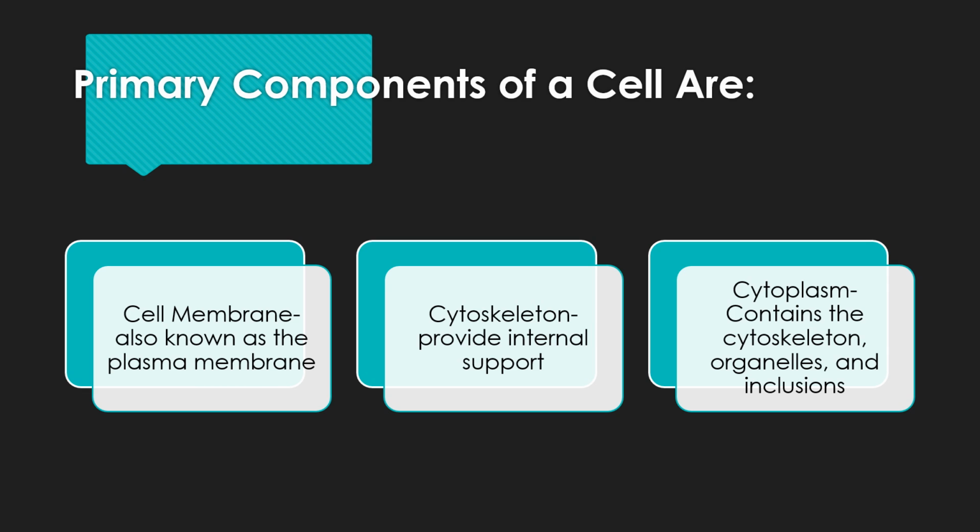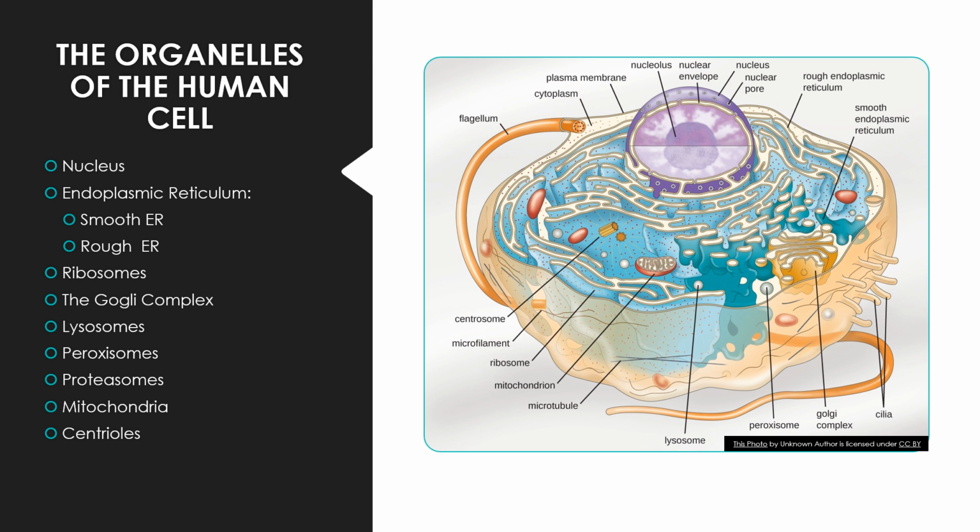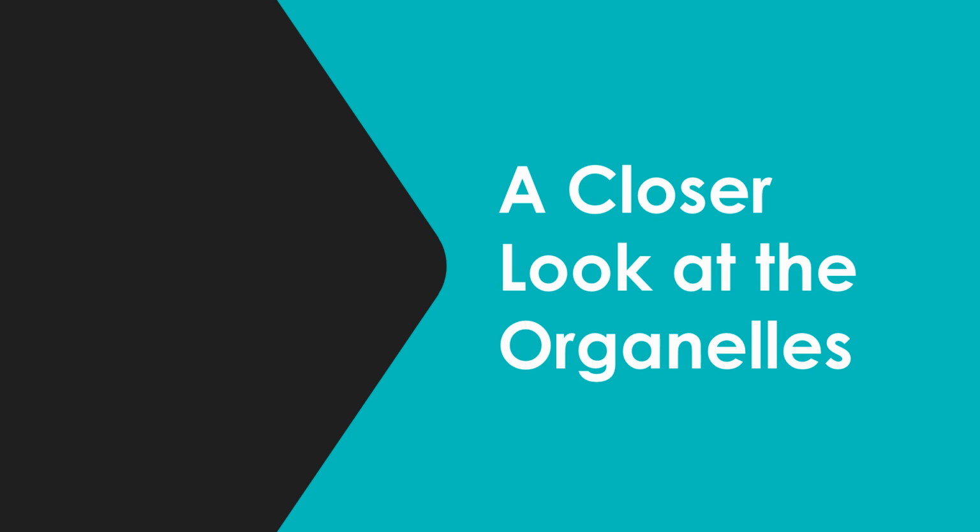Organelles are structures that perform various metabolic tasks for the cells, or, to put it another way, specialized structures within the cell that have a function. In this image, you can see each of the organelles of the cell: the nucleus, endoplasmic reticulum, ribosomes, the Golgi complex, lysosome, peroxisomes, proteasomes, mitochondria, and centrioles. Over the next few slides, please take a moment to look at each organelle. Notice their shape, sizes, and parts.